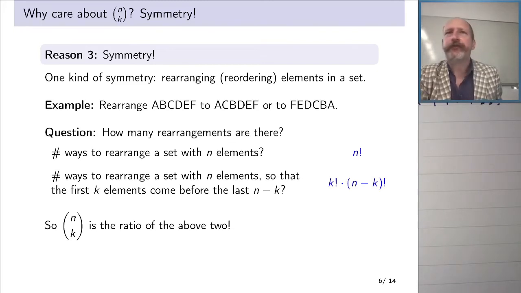I'm interested in this for experts in the room, because this is an index of a subgroup in the symmetric group or in the alternating group.